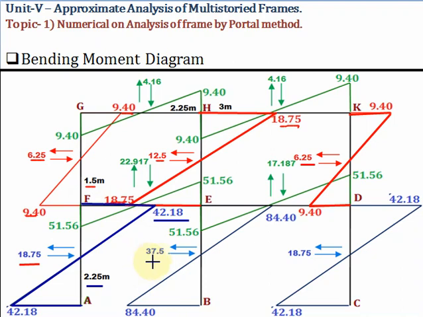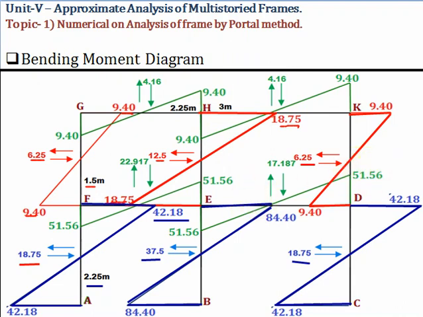Now here what is the force? 37.5. Okay. Into 2.25, we are getting value 84.4. Okay. Again join this by a straight line like this. Now here what is value? 18.75 multiplied by 2.25. So what value are you getting? 42.18, and here it is 42.18. So join this by a straight line like this. So this is the bending moment diagram.